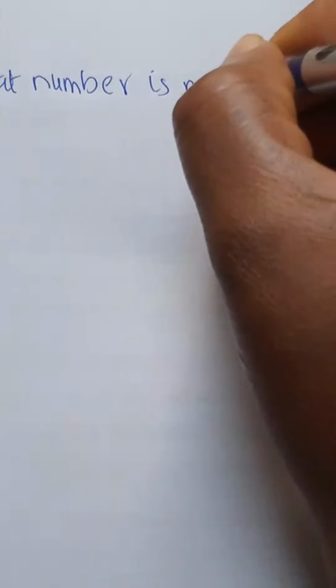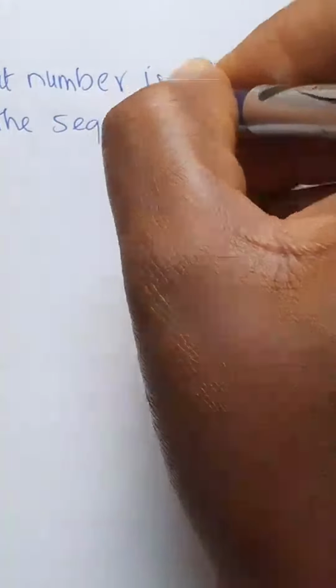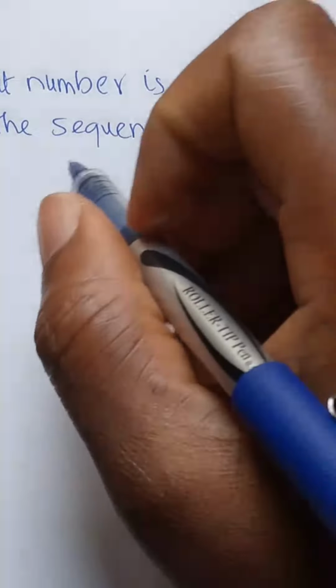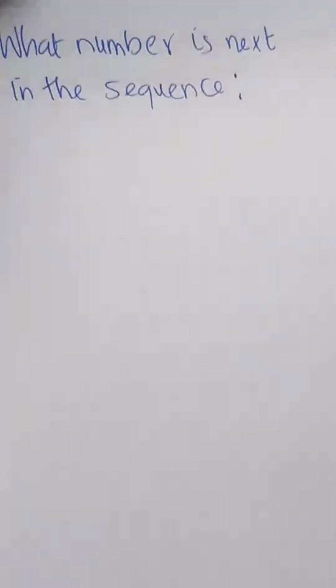All right, so let's solve question number 22. Find what number is next in the sequence. This sequence can take any form. It mustn't be adding or subtracting and all that. It could be anything. All right, so let's solve this.